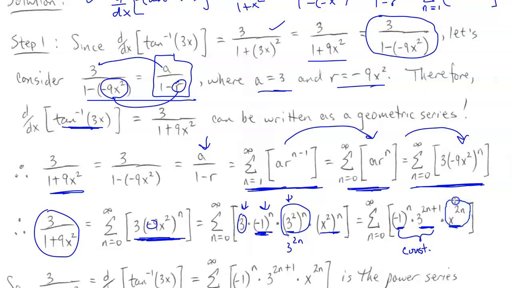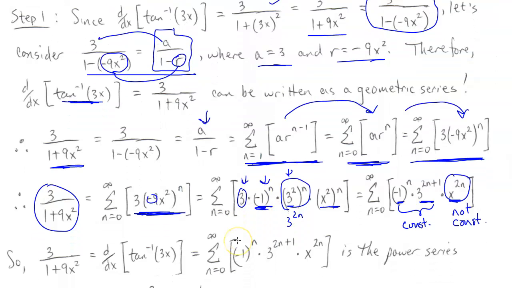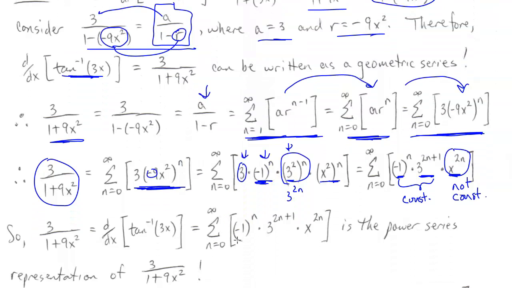This portion is not a constant, and this is the part that I'm actually going to take the antiderivative of, okay? So here we see that what we initially started to work off with was the derivative of tangent inverse of 3x can essentially just be written this way in its power series form. And again, whenever we take the antiderivative, it's just this x raised to the 2n that I'm actually going to take the antiderivative of. Everything else is going to pretty much stay the same.